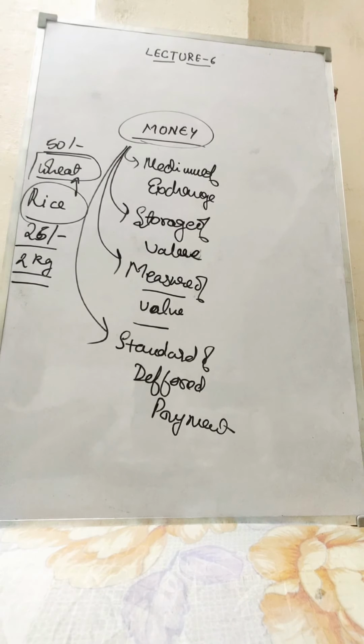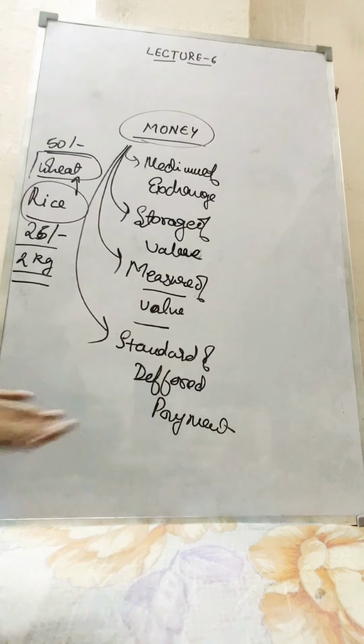Now whenever we're talking of measure of value, that means you can easily measure 1 kg of wheat in terms of money. Okay, if I want 1 kg of wheat, I'll have to pay 50 rupees. But I cannot say that 1 kg of wheat is equal to what amount of rice, right? So whenever I need to quantify it, I can easily do it with the help of money only. Last point, standard of deferred payment.